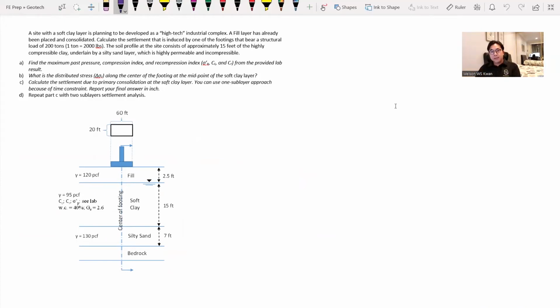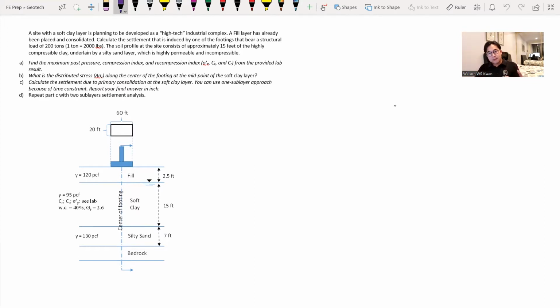Okay, so here's an example problem showing more detailed design for settlement problems where we have a soft clay site. As you can see here, a thick soft clay layer is on top of consolidated fill layers, and also on top of an incompressible silty sand layer.